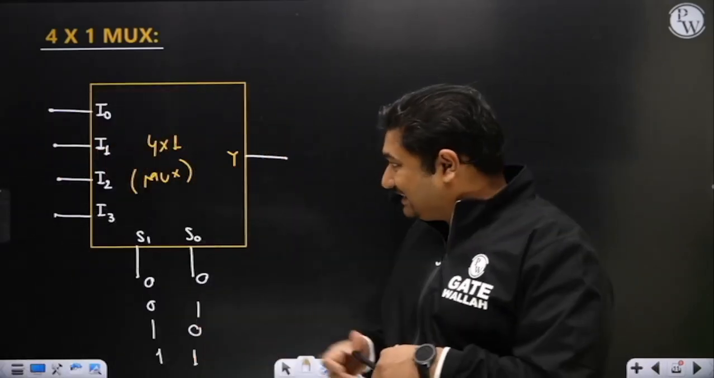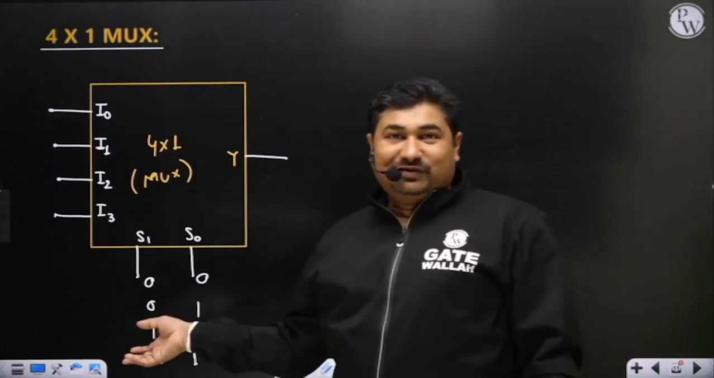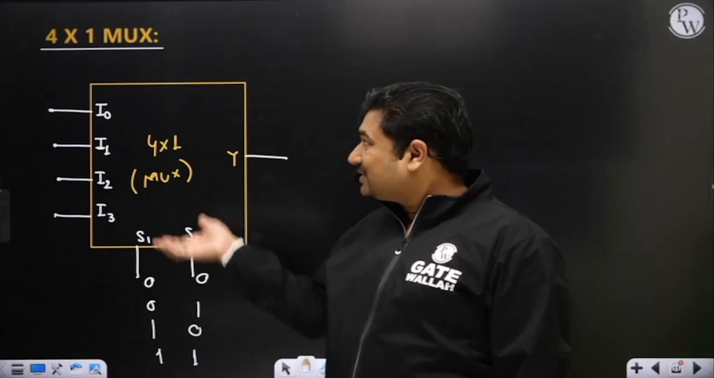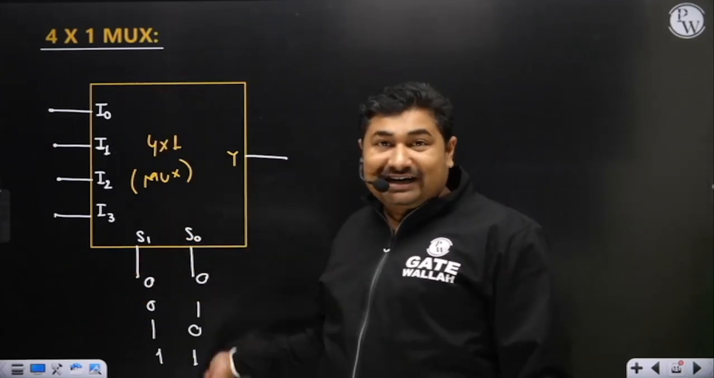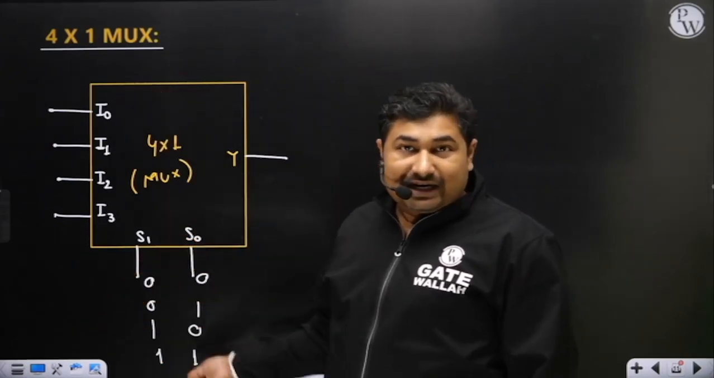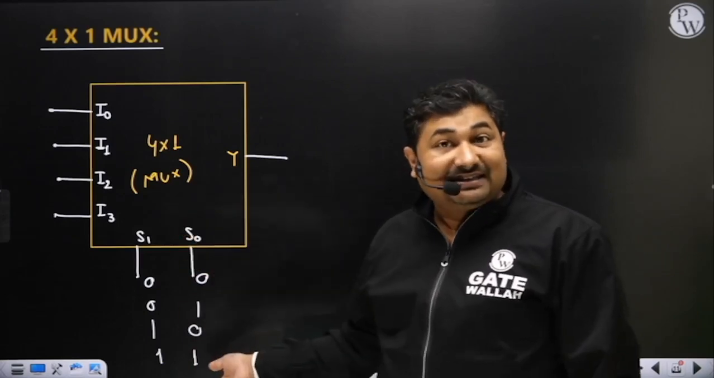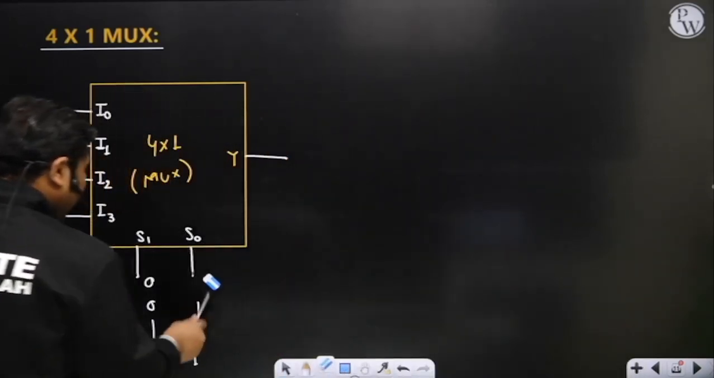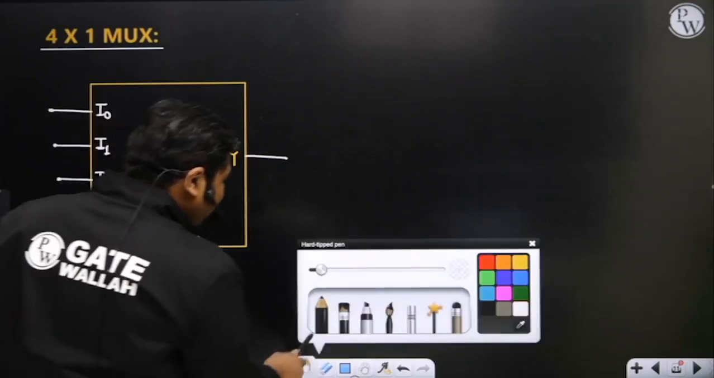Ultimately, you are saying, sir, we have 4 pins, so we have created 2 select lines. Because in order to select 4 pins, we must have 4 conditions of the select lines. For 4 conditions of the select lines, there must be 2 select lines. Is it okay? Yes, sir. Great. So now you know about the inputs and outputs.